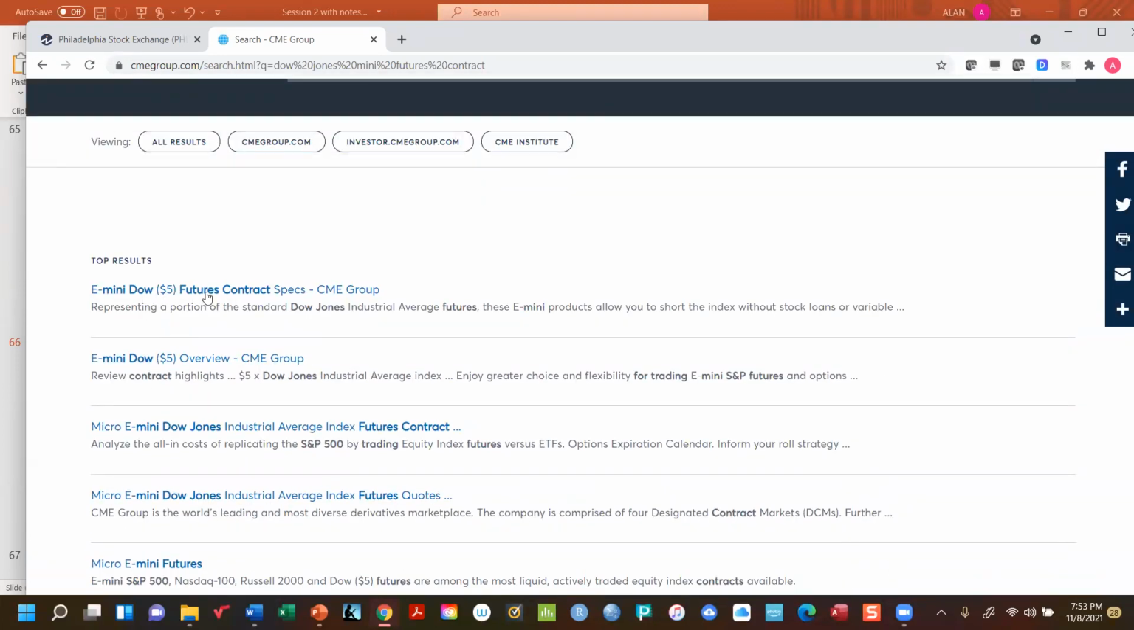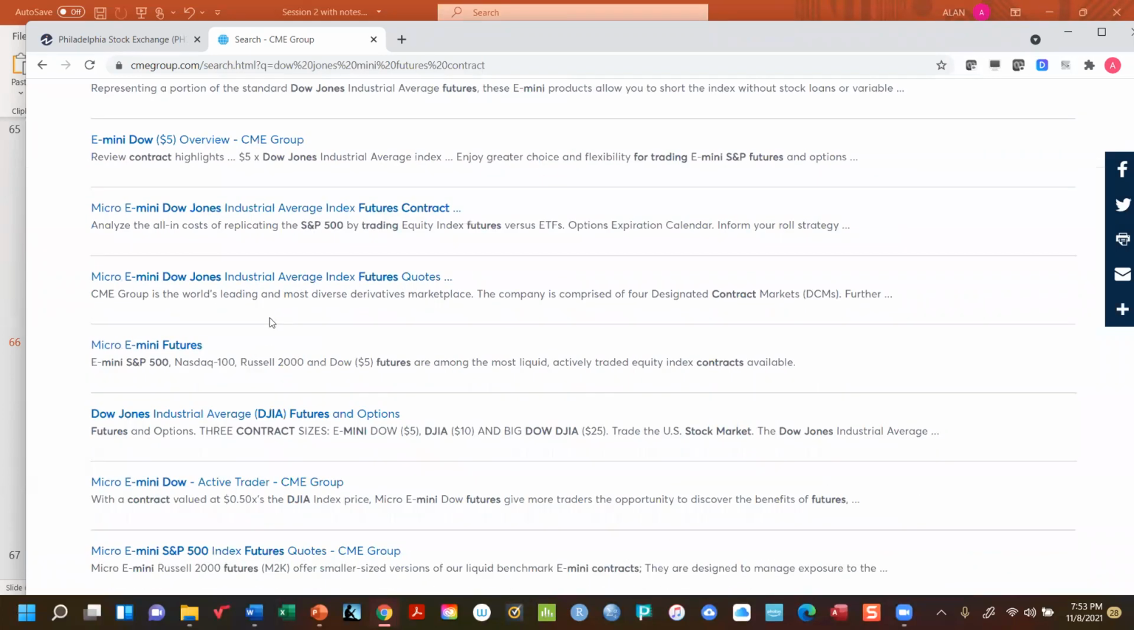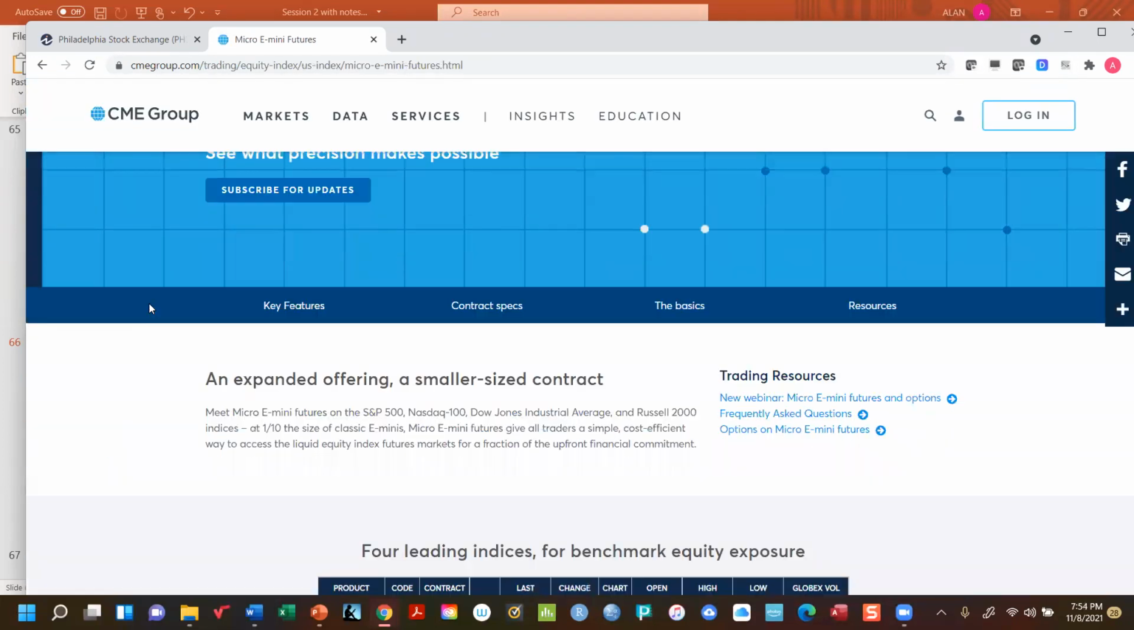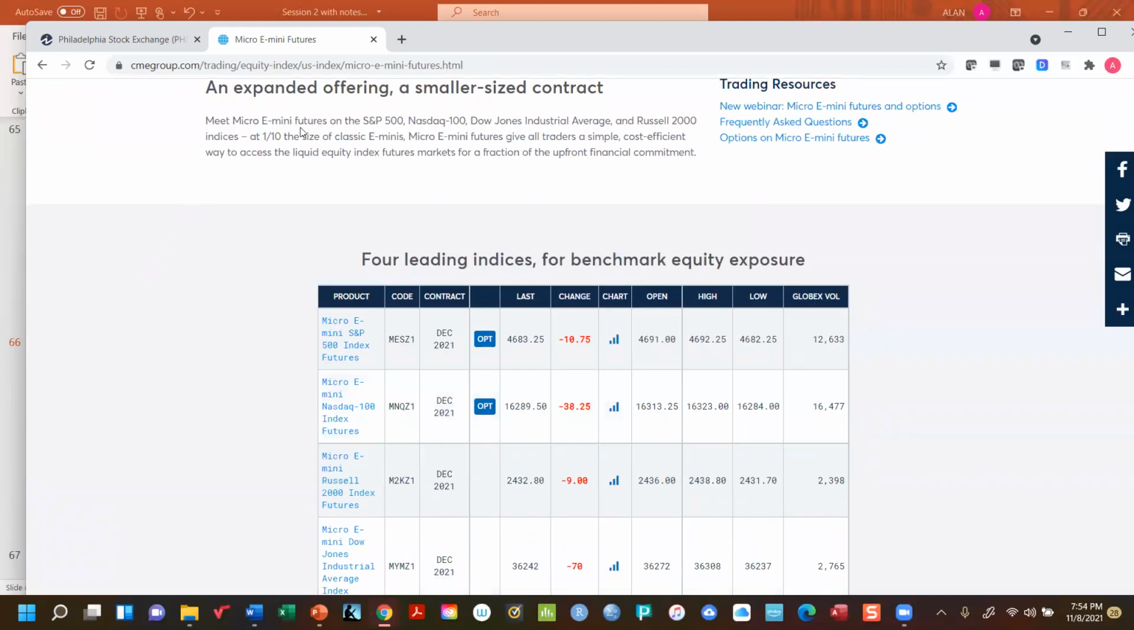E-mini Dow futures contracts, yes. These E-mini products allow you to short the index without stock loans, okay. Oh, and they even have something called micro. Oh boy. So I'm guessing that these are simply designed to make it possible to buy a contract with a smaller underlying asset. So here we go. Meet the micro E-mini futures on the S&P 500, the NASDAQ 100, Dow Jones, and Russell 2000, 1/10 of the size of the classic E-minis.